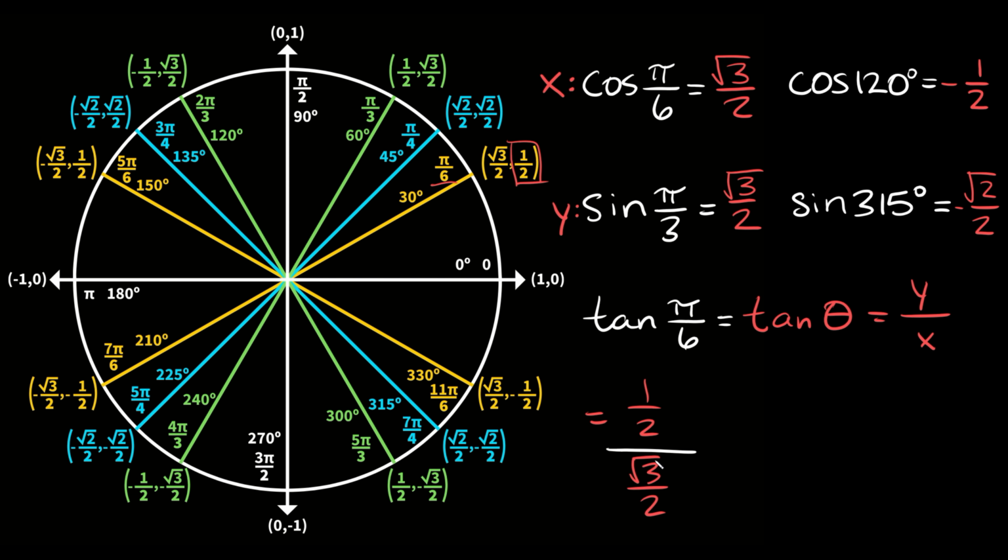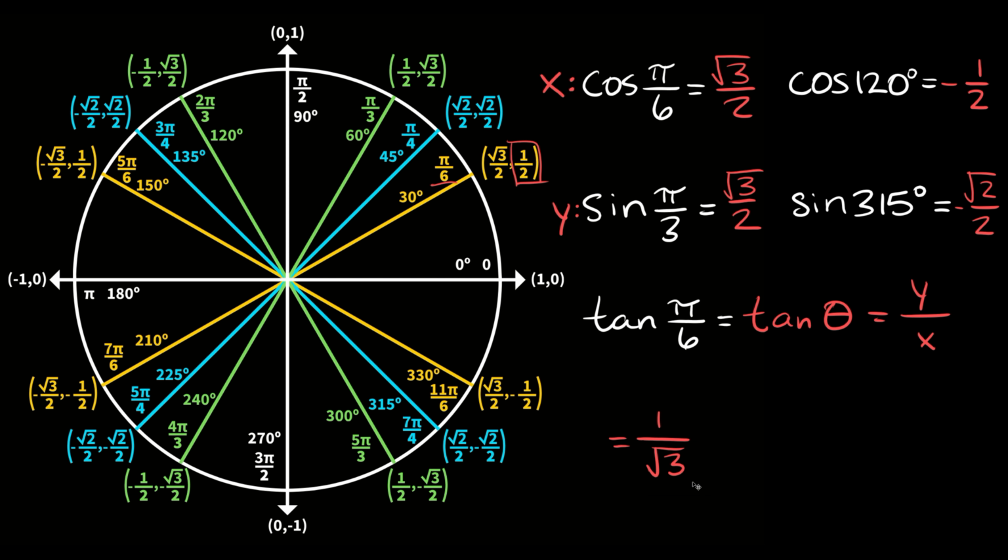Now, in order to divide fractions, you can simply multiply by the reciprocal, right? So then this whole thing is going to be equal to 1/2, and then we're going to multiply by the reciprocal. So that means we're going to take this bottom fraction and simply flip it. So instead of root 3 over 2, we're going to have 2 over root 3, right? Now, as you can see, we have a 2 on top and the bottom, so those cancel out. So on top, we're simply left with a 1. And on the bottom, we're left with a root 3, all right?